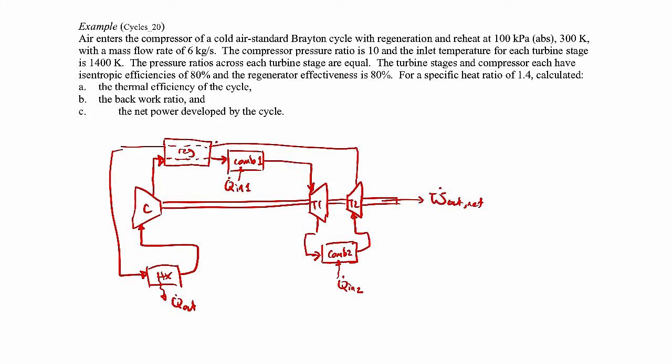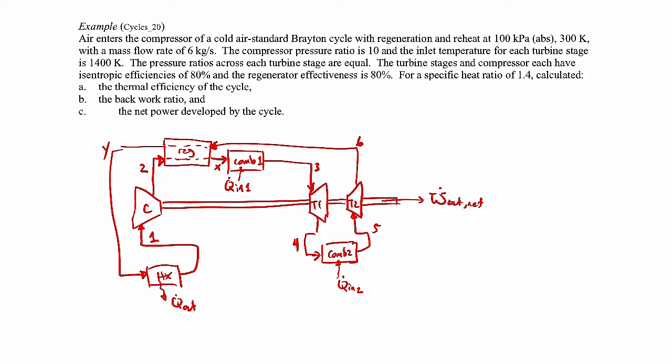So a lot of components in here. So let's put some numbers associated with each of the states. State 1 leads into the compressor, state 2 goes into the regenerator, X goes from the regenerator into the first combustor. Out of the combustor we have state 3 going into the first stage turbine, state 4 goes into the reheat combustor, state 5 comes out of that into the second stage turbine, state 6 goes into the regenerator, and state Y goes from the regenerator into the heat exchanger, and then we're back to state 1 again.